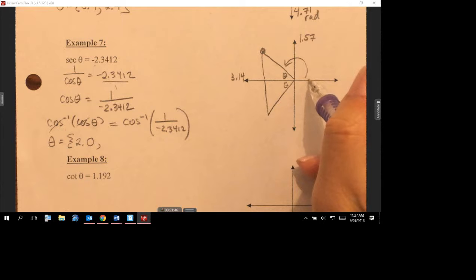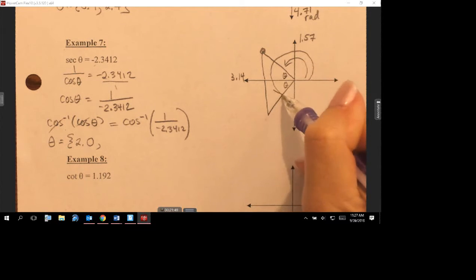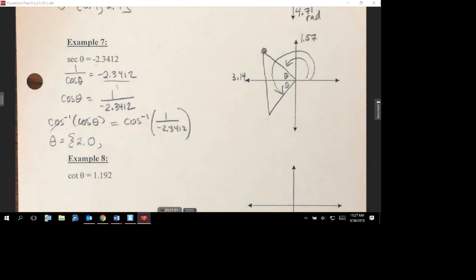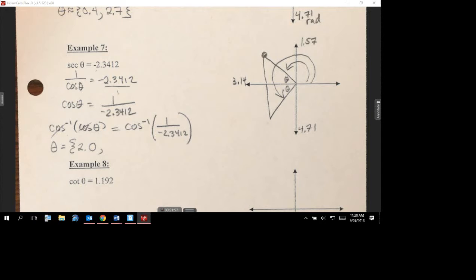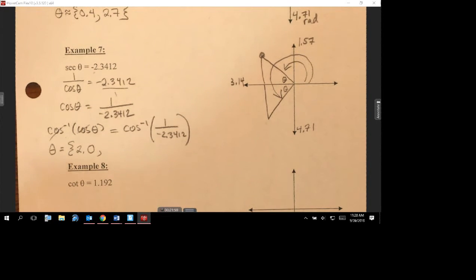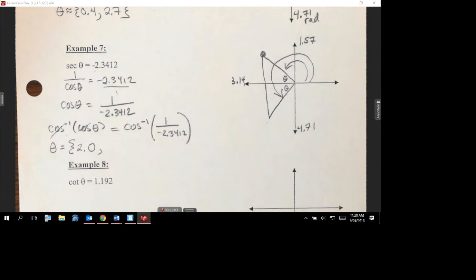I need to know, starting at 0, going all the way into the third quadrant, it's going to be bigger than 3.14. But it's going to be less than 4.71. How are we going to find that? There's 2 different ways we can do this. And they have an idea.